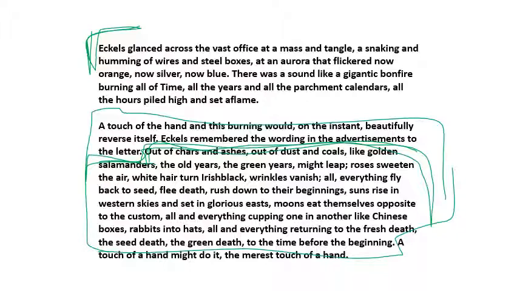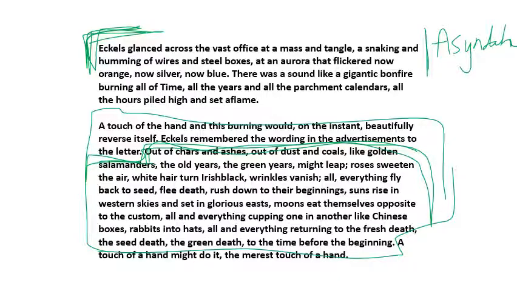So when you look at that first sentence up here, "Eccles glanced across the vast office at a mass and tangle, a snaking and humming of wires and steel boxes, at an aurora that flickered now orange, now silver, now blue." Here is a perfect example of where he has deliberately removed a lot of the conjunctions. And if you remember, that's called asyndeton.